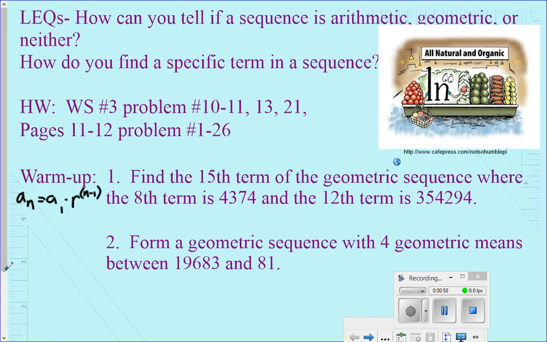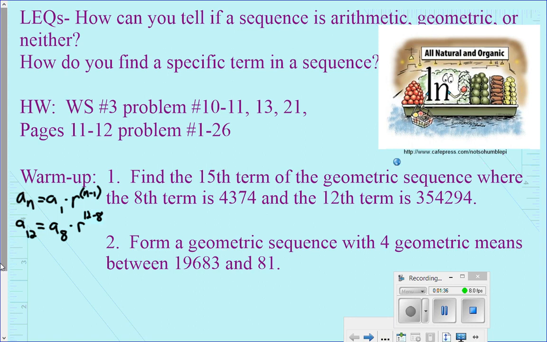Now we could put in a sub 8 or a sub 12 in for a sub n, but we still have 2 variables. So remember, we talked about this yesterday in class. Instead of using a sub 1, use the first term that's mentioned in the problem, which is a sub 8. So a sub 8 times r to the, we're going to put in 12 for a sub n. So 12 minus, instead of 1, remember we adjusted it, so now it's going to be 8. So that's going to be a sub 12. So a sub 12 is a sub 8 times r to the 12 minus 8 power.